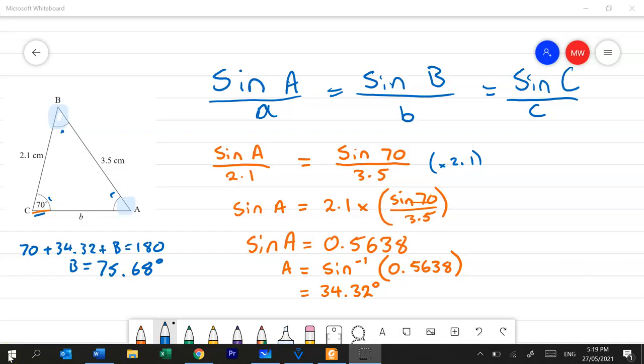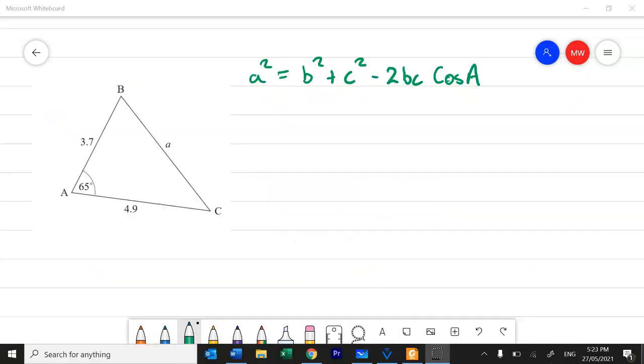Just take a moment to copy that down, pause the video again, and then we'll have a look into the cosine rule. Right, so if you copy down the sine rule, you realise the sine rule is really good for finding angles. Now we're going to look at the cosine rule because it's really good for looking for sides.